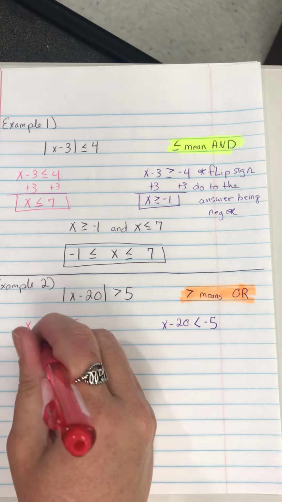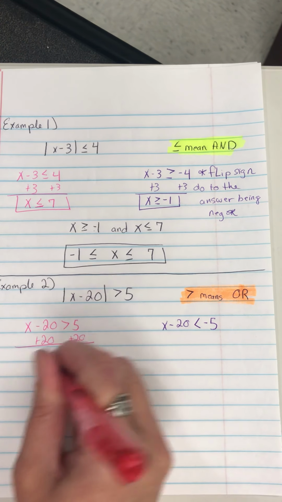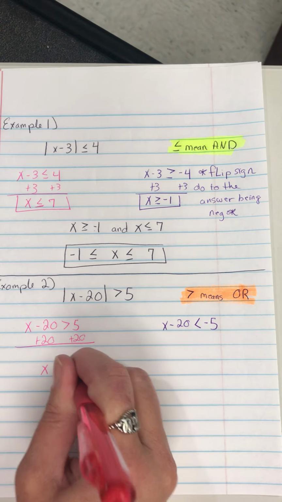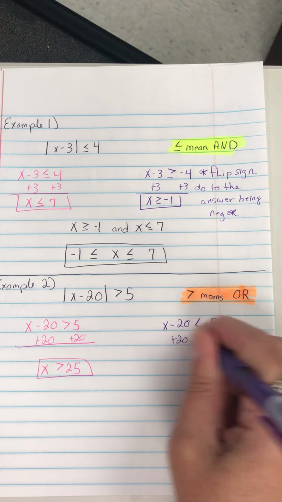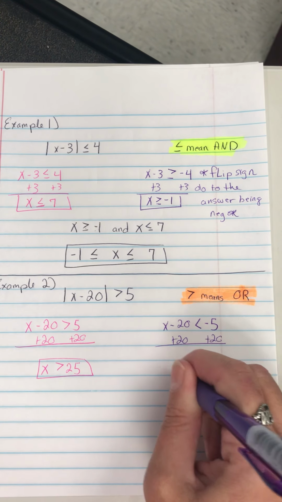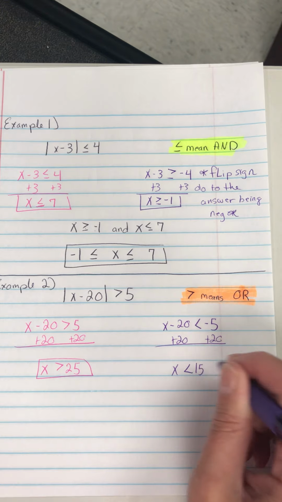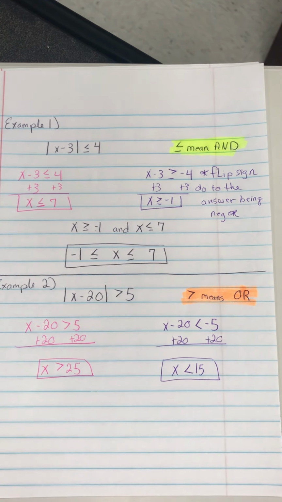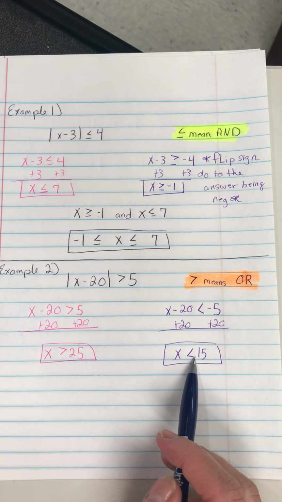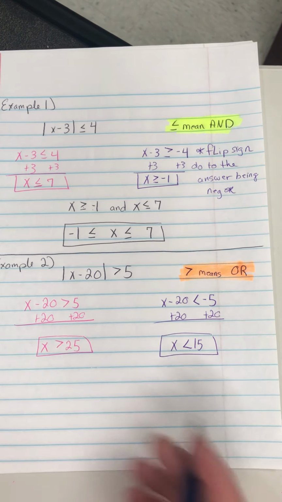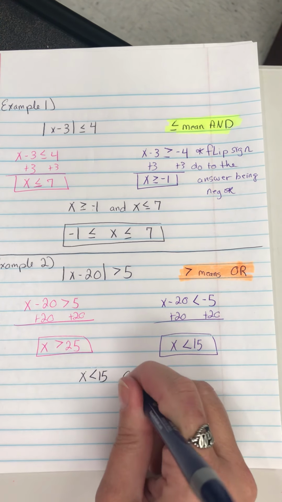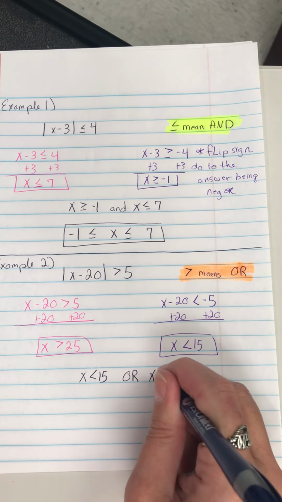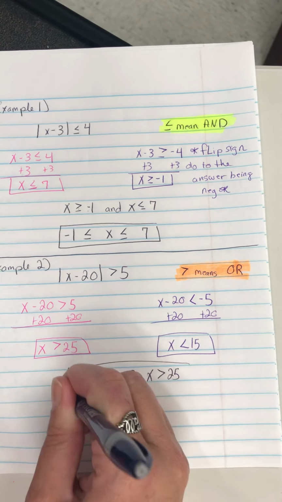And now we solve. Plus 20, x is greater than 25. Over here, plus 20, x is less than 15. Now, the only thing about your or statements is you must write them least to greatest. So looking at just your numbers, we're going to say x is less than 15. I'm just bringing this down. Or, and I'm just going to bring this over here, x is greater than 25.